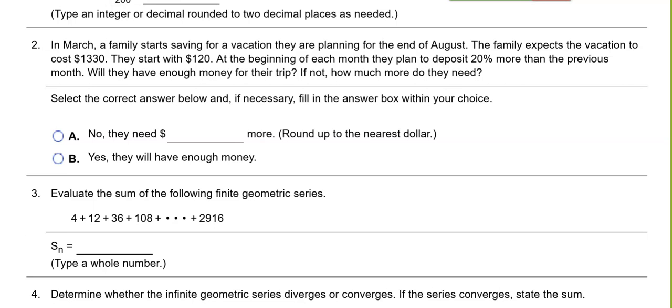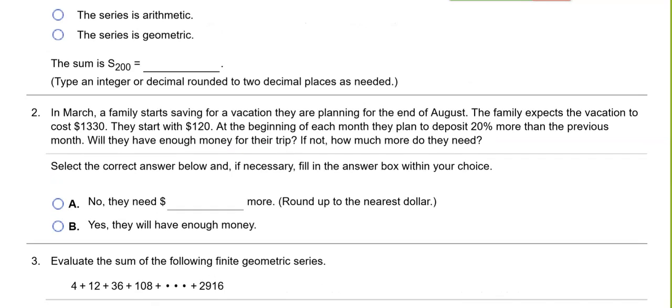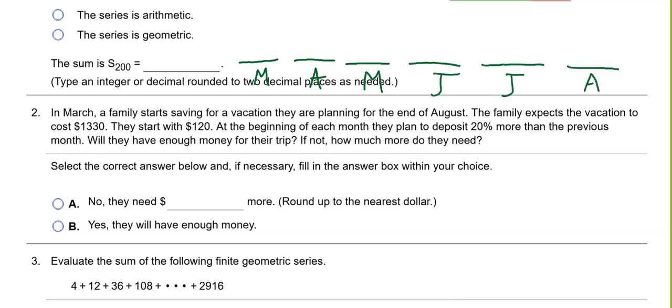So, question 2, we talked about this one. Let's give myself a little bit of space here. We got March, April, May, June, July, and August. So we're going to make 6 payments. We're saving up for a family vacation. It says that our first payment is $120. So that's our first payment. And every time we go to the next month, we're going to raise it by 20%.